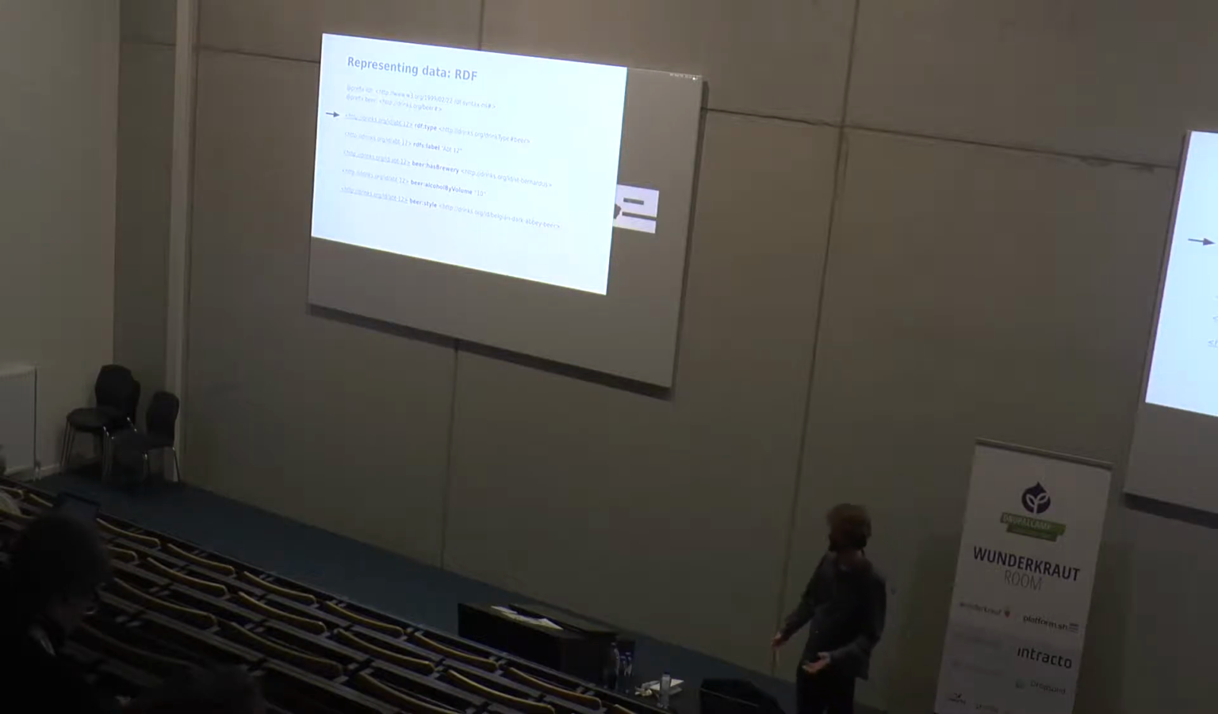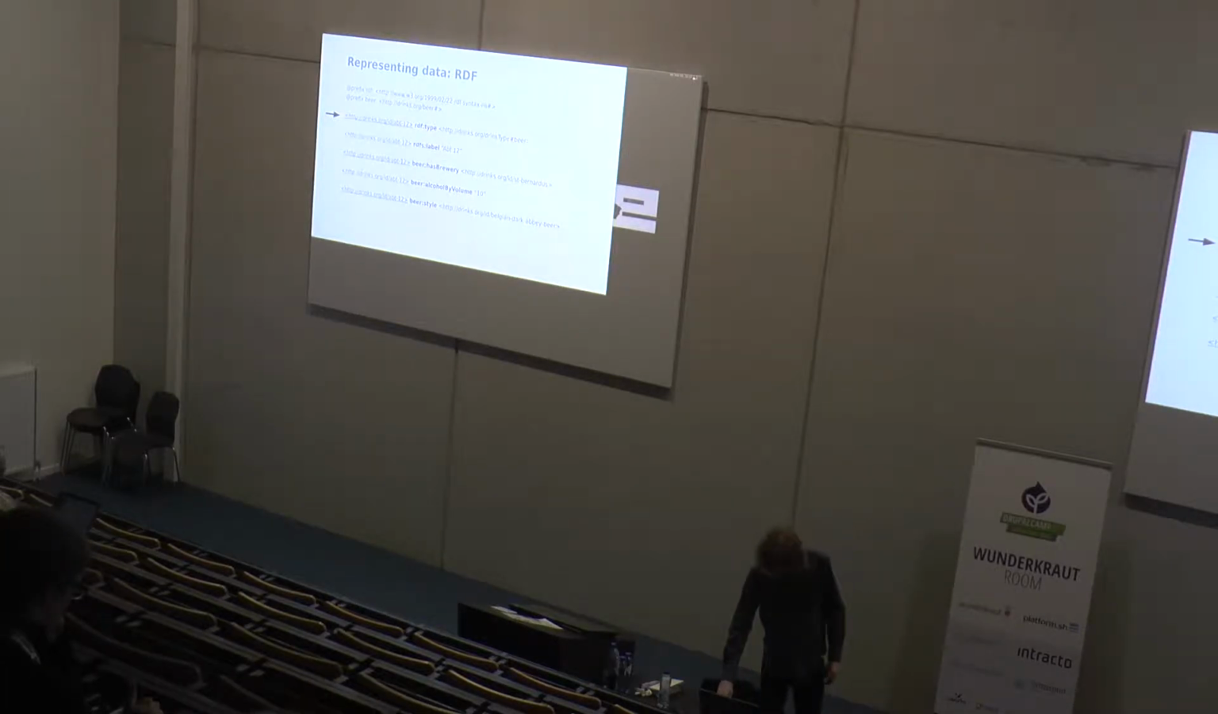So this is the basic structure of an RDF triple. It contains a subject, predicate, and an object, and this way we can represent every imaginable data that you could represent in JSON or a tabular data format. It's really just a way of representing data.